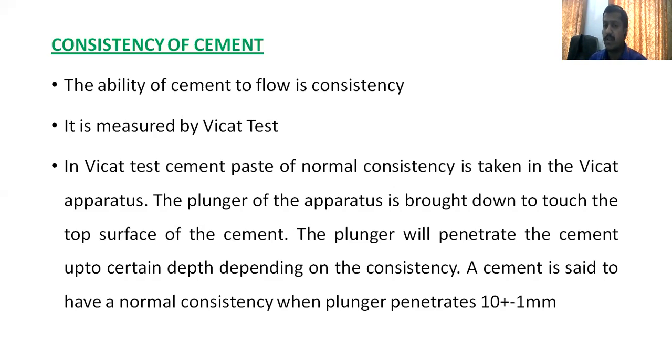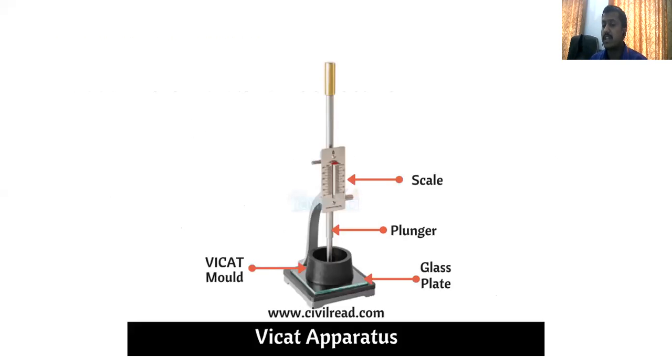For this experiment, we require an apparatus which we call Vicat's apparatus. As you can see in the presentation, this is the Vicat apparatus. I think you have seen this apparatus previously, correct? In your diploma, at the time of performing the practicals, you used this. This apparatus is used to conduct the consistency test of cement and to know the setting time of the cement. For these two practicals, we use the Vicat apparatus.